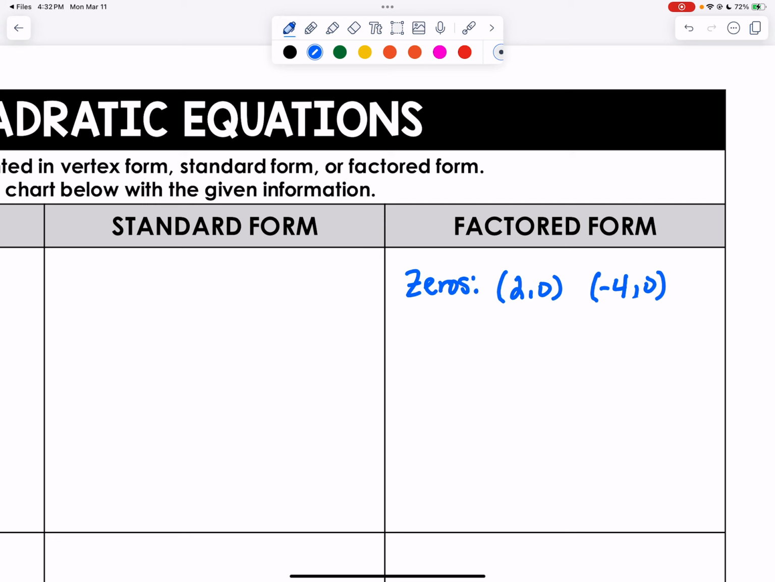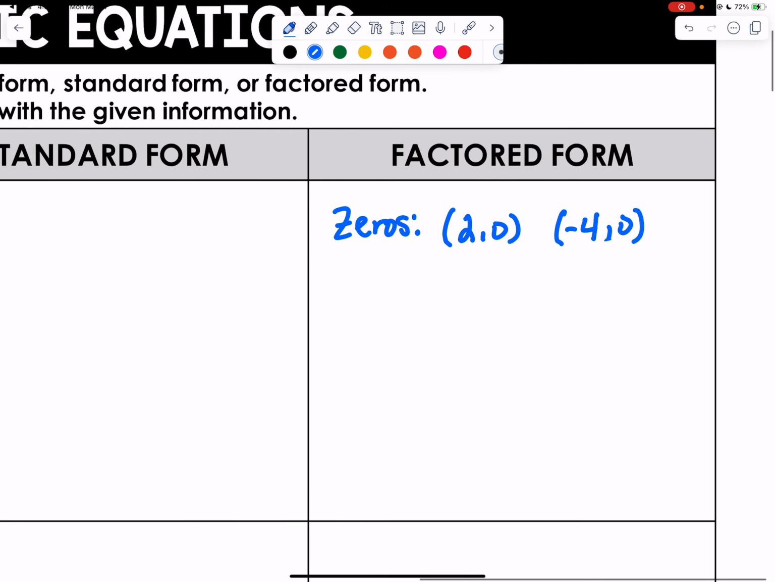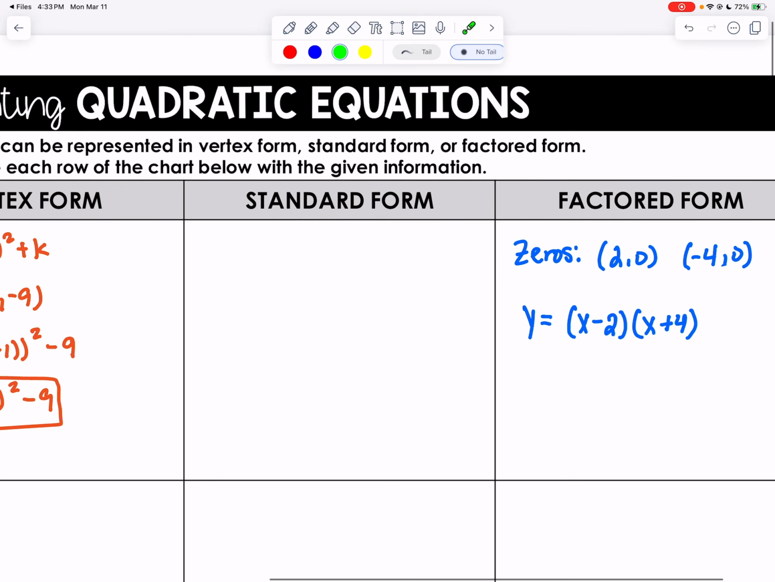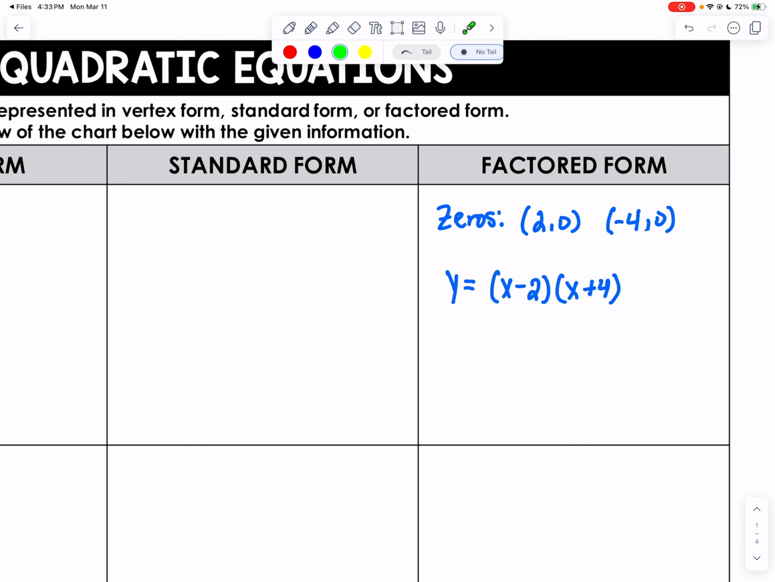Now, because these are my zeros, we need to think what's the opposite of +2 and what's the opposite of -4. The opposite of +2 is -2, so I'm going to have x minus 2 here, and the opposite of -4 is going to be +4, so I'm going to have x plus 4 right here. That way, whenever we set this equal to 0, I'm going to get 2, and if I set this equal to 0, I'm going to get -4. So I have that as my factored form.